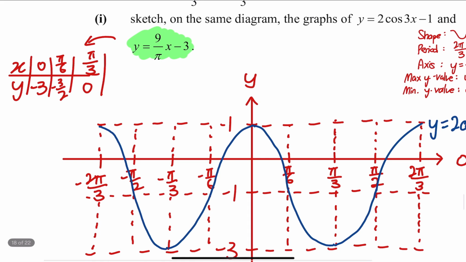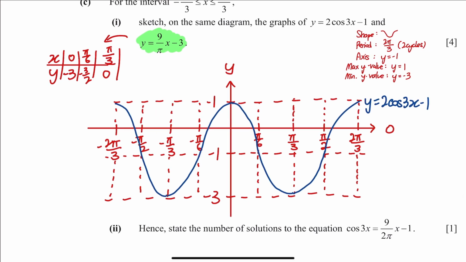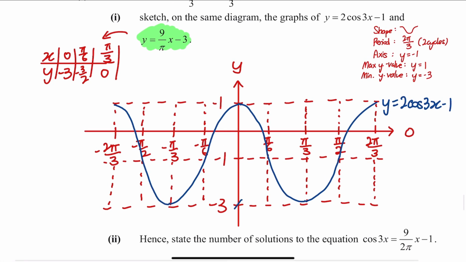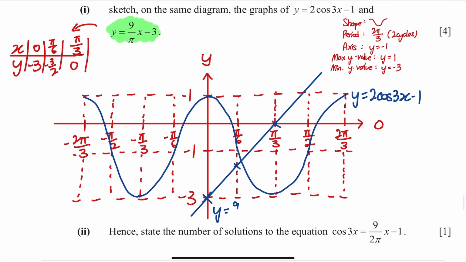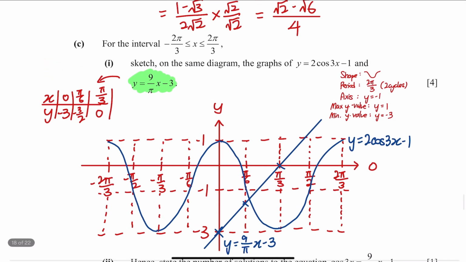Okay, so therefore the next line, if I plot based on the points I have from my table of values, I get here, here. Okay, and negative 1.5 should lie somewhere here. So if I draw this line, it should look something like this. Okay, for your line that you draw, this is the line. y equals 9 over pi x minus 3. Okay, so this is for part 1.